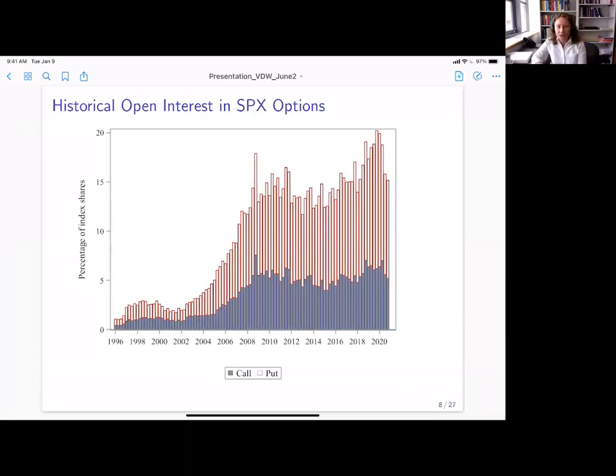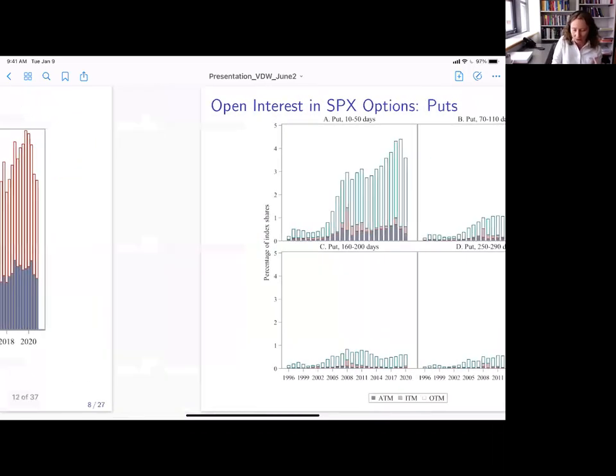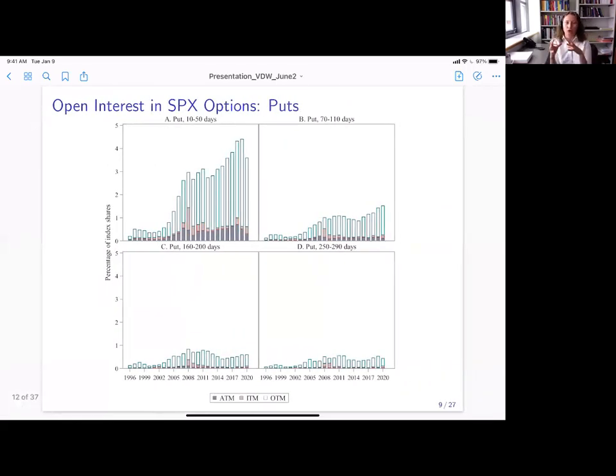And in terms of the index shares that are referenced or controlled by these options, you see that this is an economically large market. In total, in recent years, around 20% of index shares are controlled or referenced by these products. Now I will quickly zoom in on puts and calls separately across moneyness and maturity.